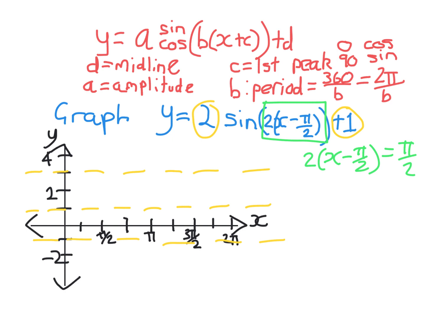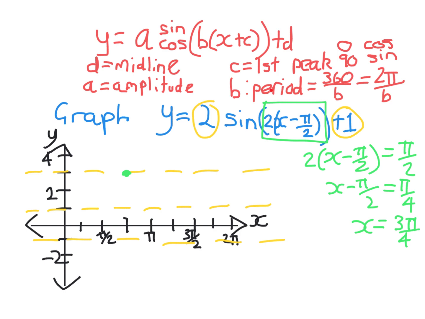To solve this equation, we're going to start by dividing each side by 2. And then we need to add pi on 2 to both sides. So pi on 4 plus pi on 2 is equal to 3 pi on 4. So 3 pi on 4 actually occurs here, halfway between pi on 2 and pi. So the peak is going to occur here. That's just a peak of the graph.